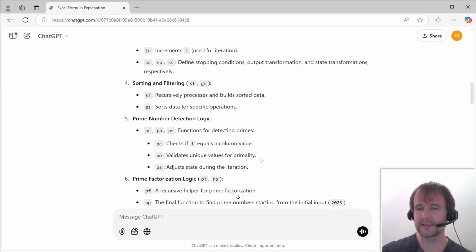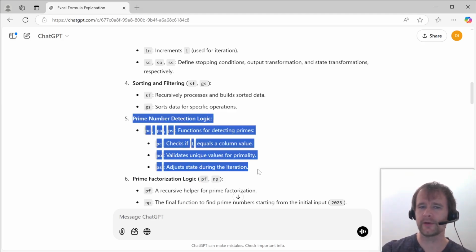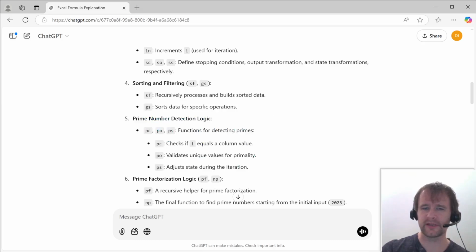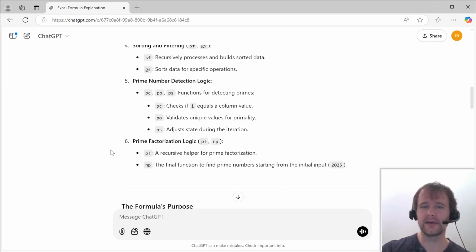So the test of the unique values there, the way I set up the triple, it will only have 3 of the same value if the number is prime because of the math and the GCD and blah, blah, blah. I don't think it had understood that at all. So this "validates unique values for primality" is just it kind of bullshitting and guessing based on the name, I think. And then it says prime factorization logic, a recursive helper for prime factorization, and NP, the final function to find prime numbers starting from the initial input.